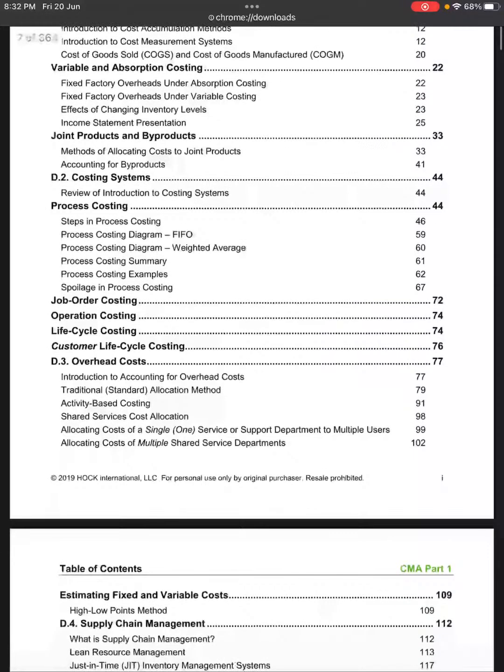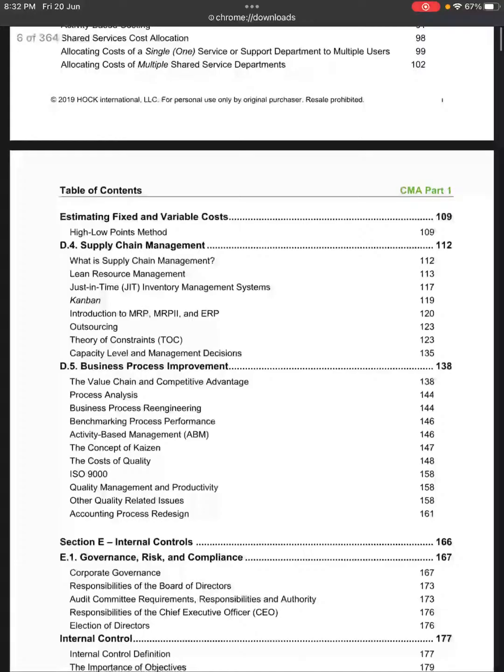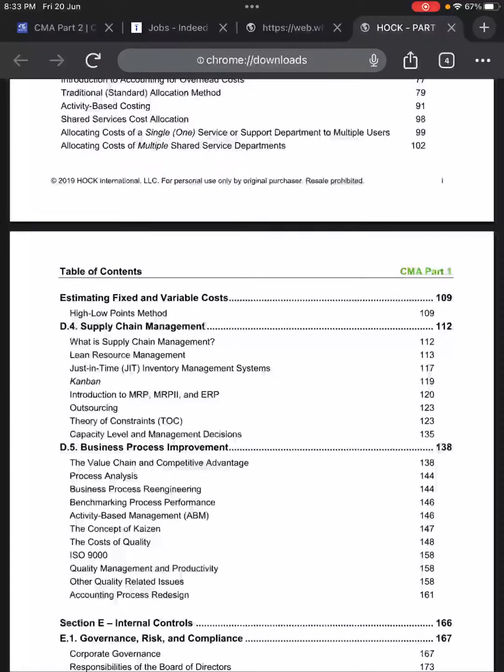And Unit 3, overhead cost. Unit 3 will cover introduction to accounting for overhead costing, traditional standard allocation method, activity based costing, and shared service cost allocation, cost of a single service and support department to multiple users, allocating cost of multiple service departments, and the last one is estimating fixed and variable cost.